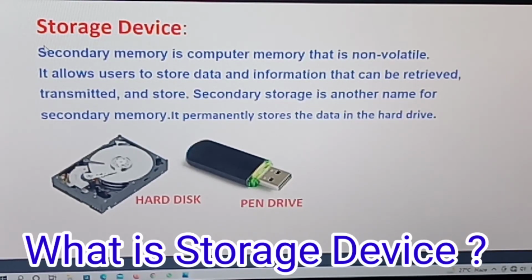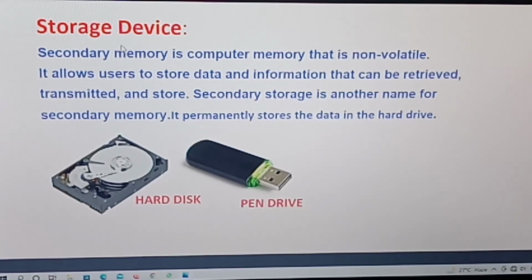Storage device. Secondary memory is computer memory that is non-volatile. It allows the user to store data and information that can be retrieved, transmitted, and stored. Secondary storage is another name for secondary memory. It permanently stores the data. For example, hard drive, that is hard disk, pen drive, CD, DVD, Blu-ray discs, chips, etc.